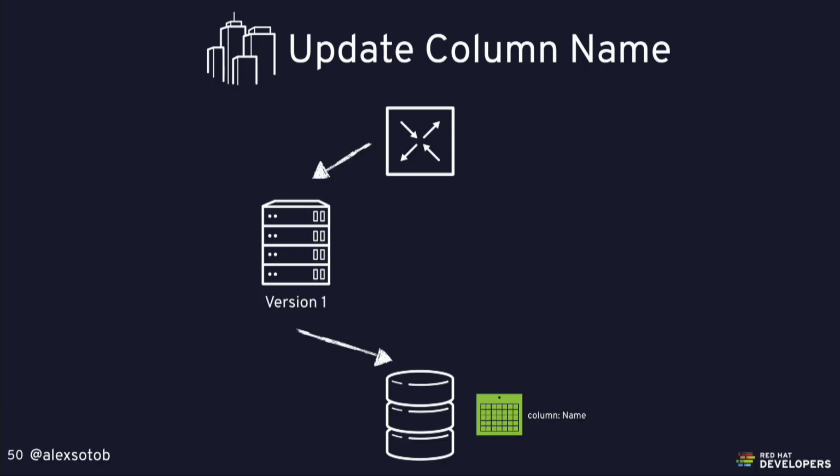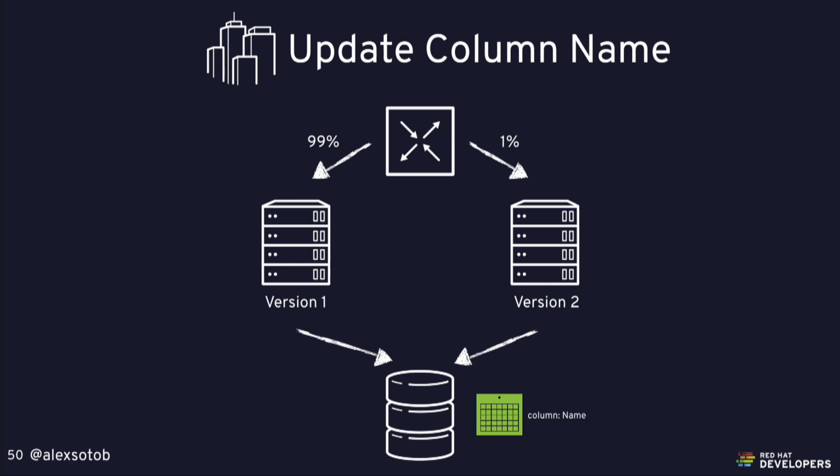And it's when I want to update a column name. I have a column name in my database, and I want to update it to another. In this case, I have version 1, which goes to the column name. And basically, I want to start doing a canary between 99% and 1%. And now the column name is called full name. So I've renamed the column from name to full name.